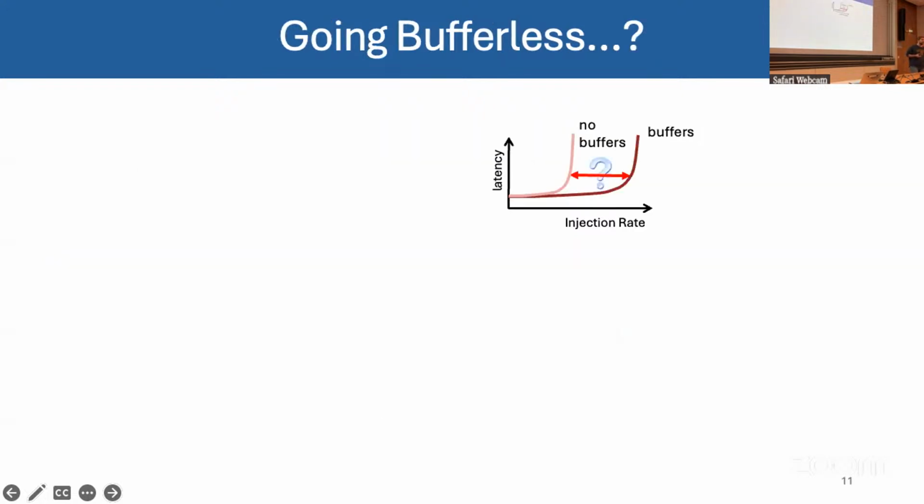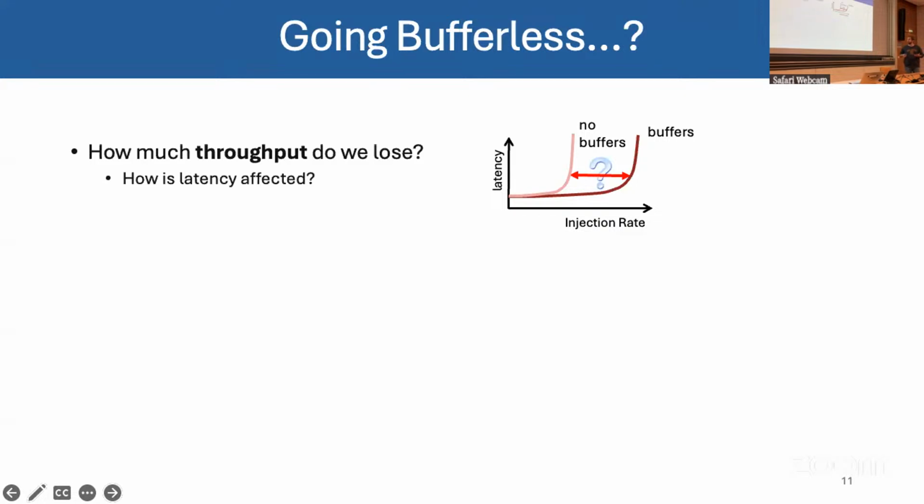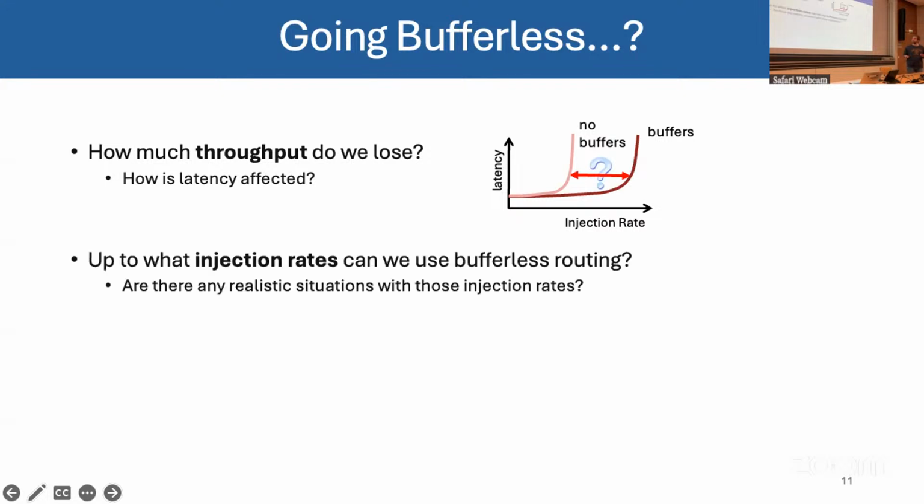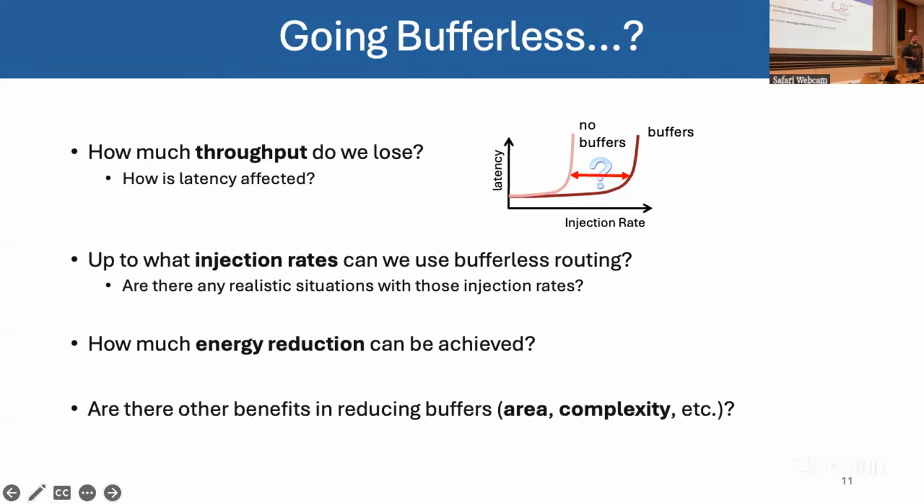Of course there are some concerns when going bufferless. How much throughput do we actually lose? How is the latency affected? Up to what injection rates can we use bufferless routing? Is it a realistic scenario? When we get rid of those buffers, are there workloads with low injection rates that are still possible? How much energy reduction can be achieved? Is it even beneficial going bufferless? And are there any other benefits in area or in complexity?